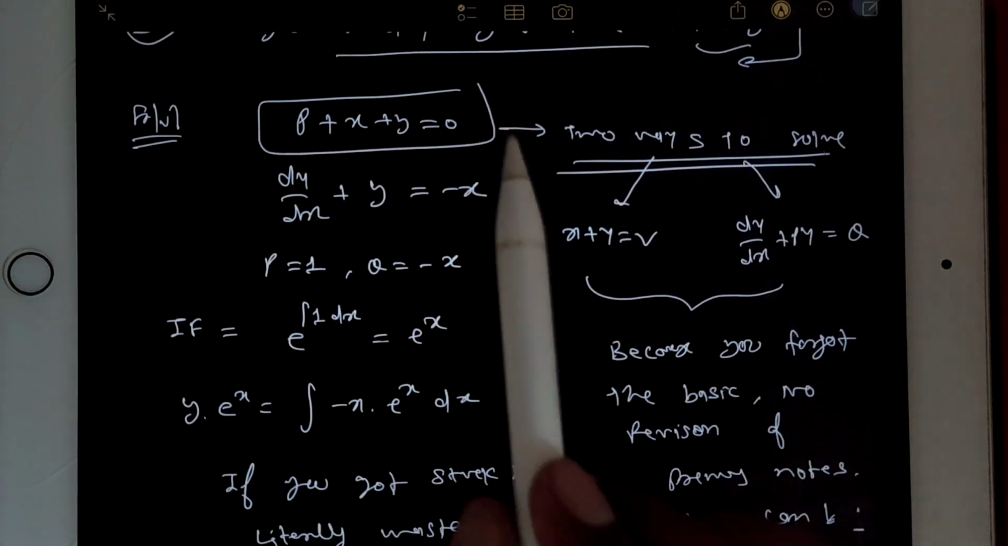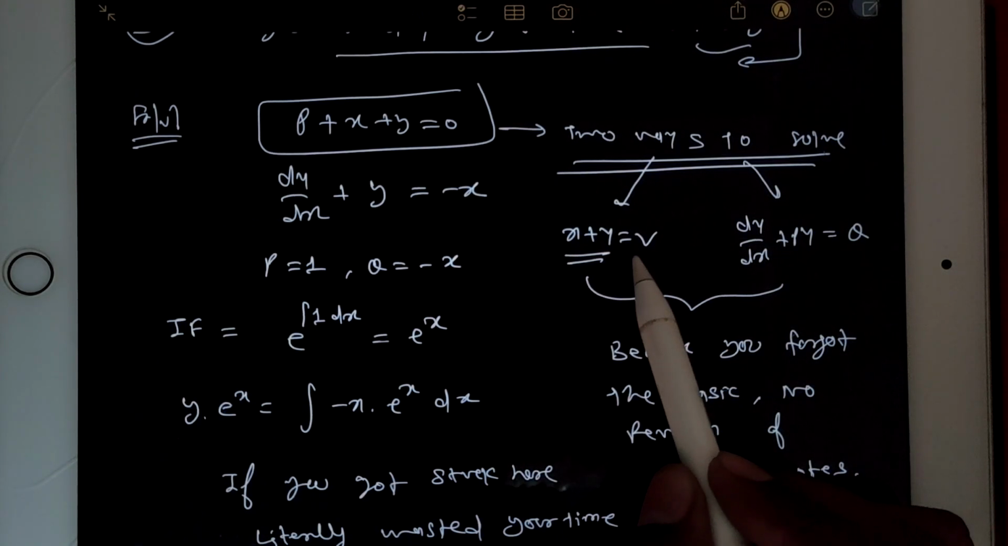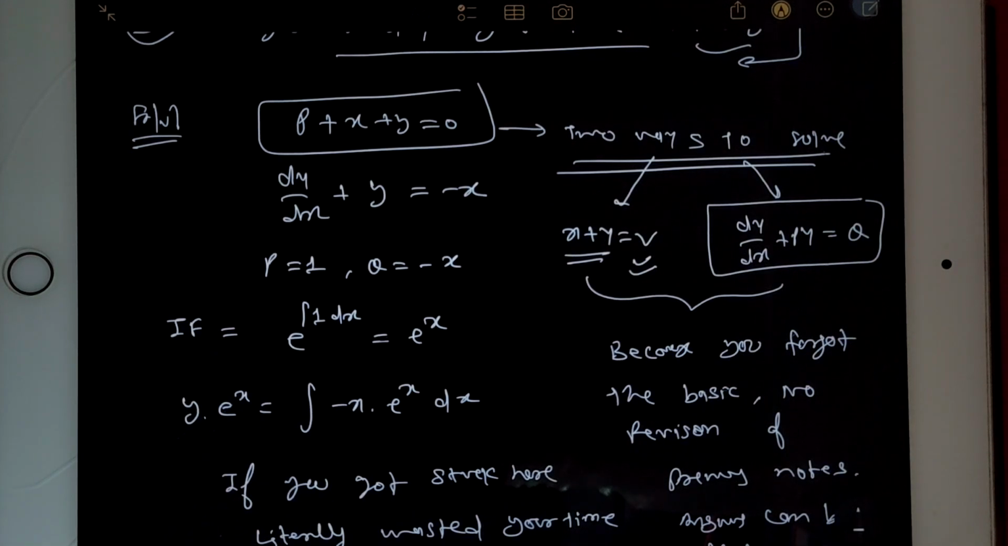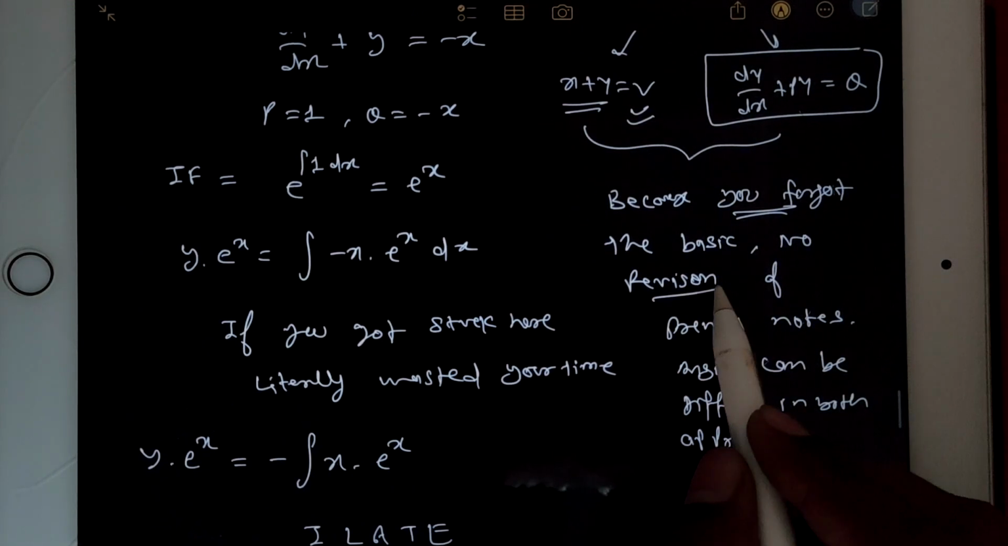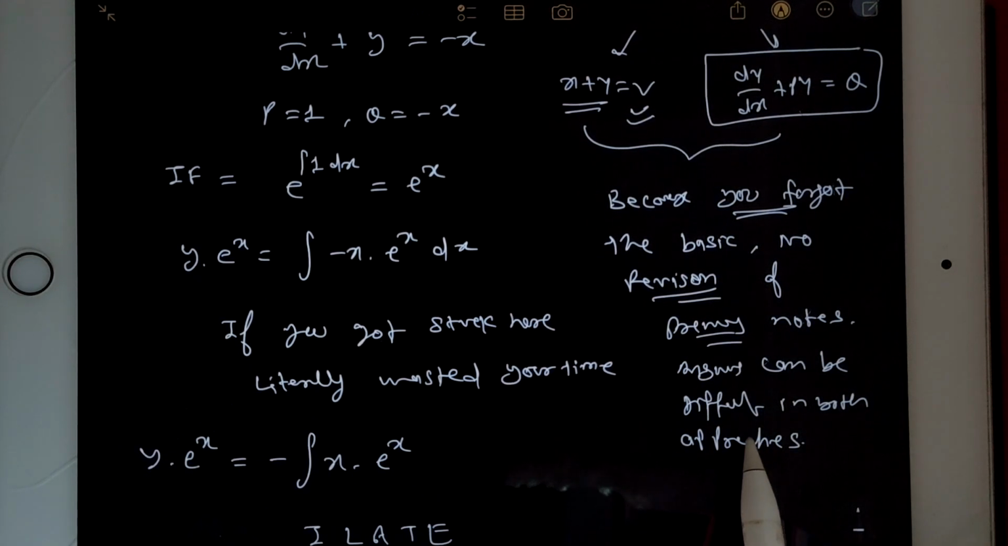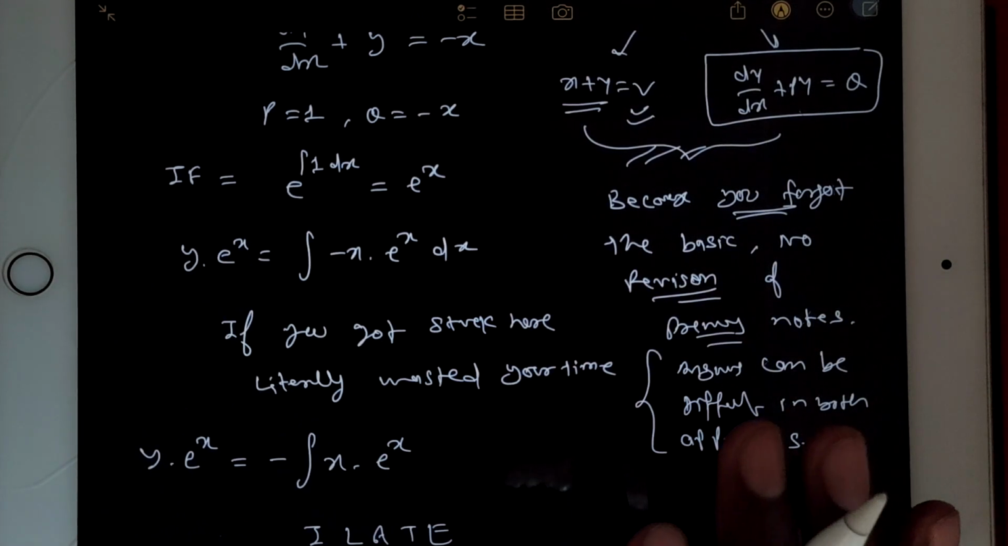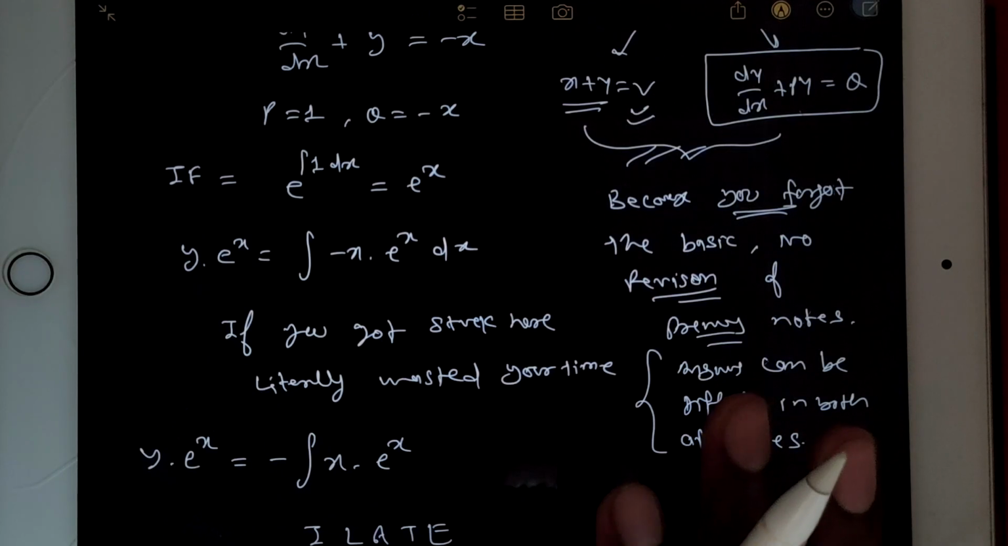First part. One way is you consider x plus y is equal to v, or the other way is you remember this term. We have learnt both: dy by dx plus py is equal to q. So first I will tell you, because you forgot the basics, no revision, revise your notes. And answers can be different because 2 approaches can give you different answers. One can give you in terms of exponential, one can give you pure algebraic.